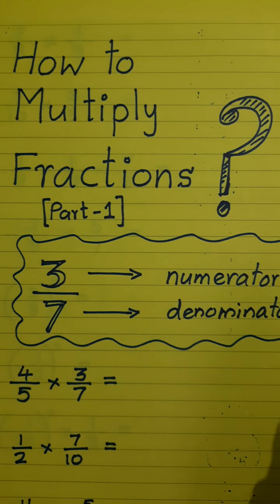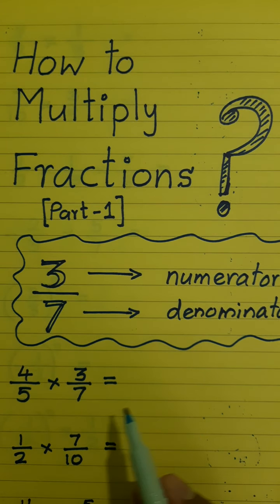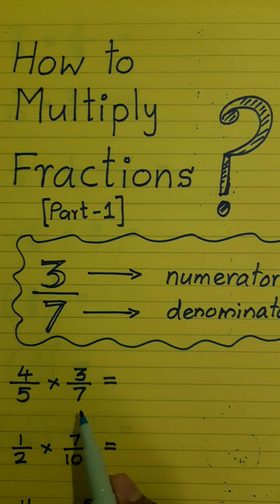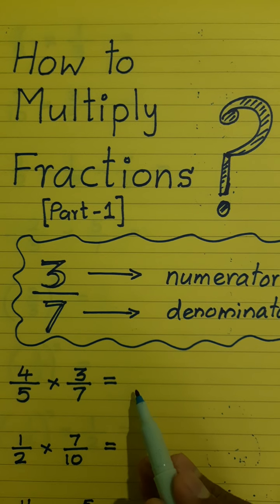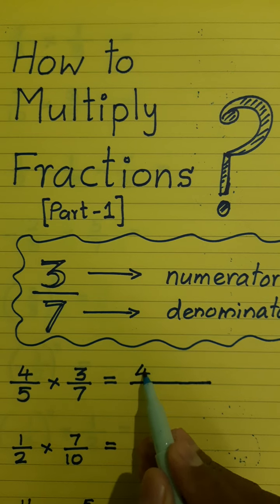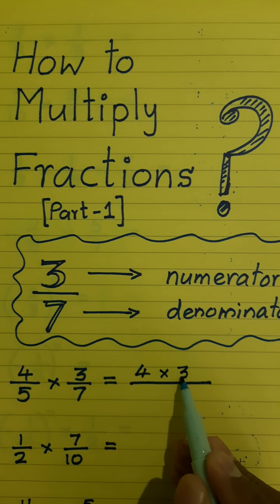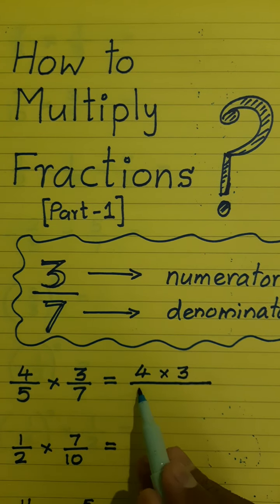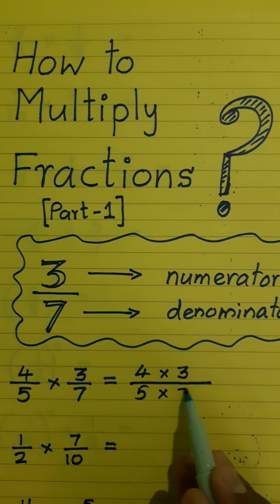Dear children, now you are going to learn how to multiply these two fractions. 4 over 5 multiplied by 3 over 7. You understand that both 4 and 3 are in the numerator. Both 5 and 7 are in the denominator. Then you can write this question like this. In the numerator, 4 into 3. In the denominator, 5 into 7.